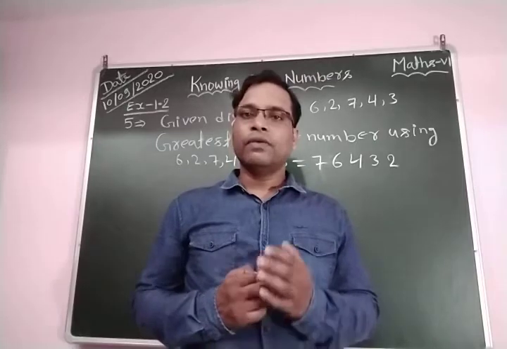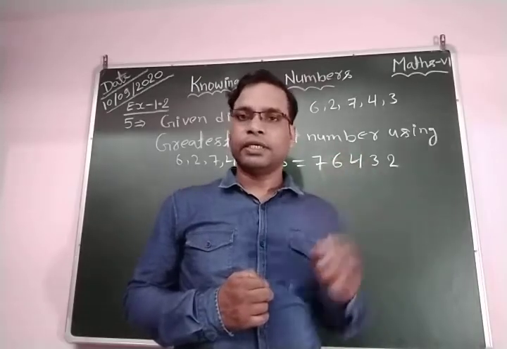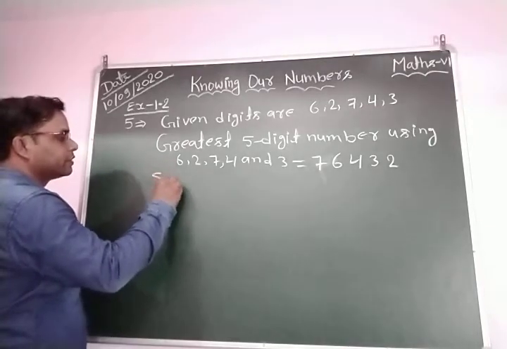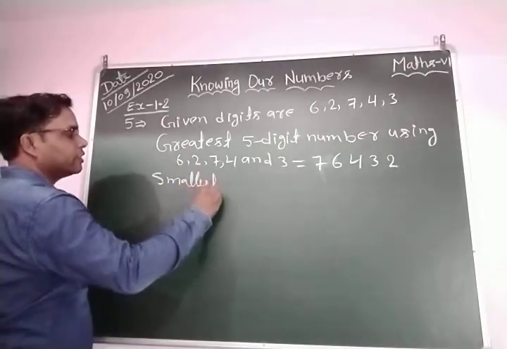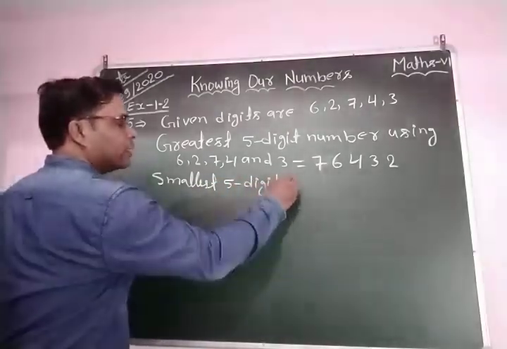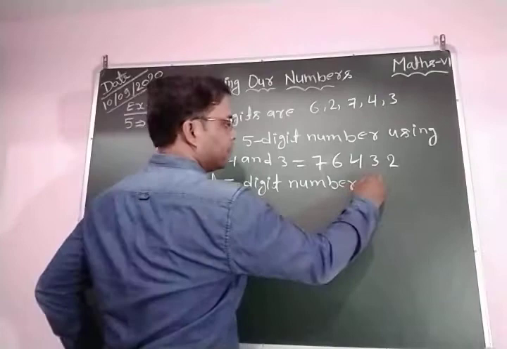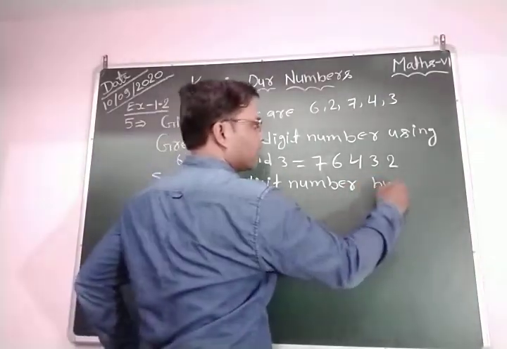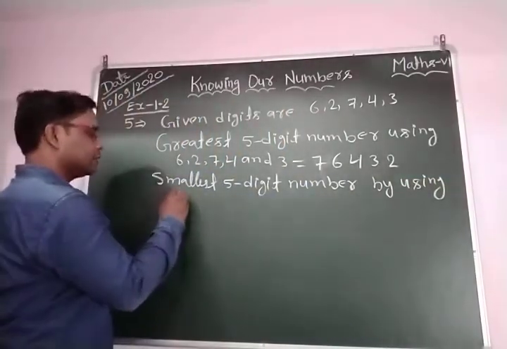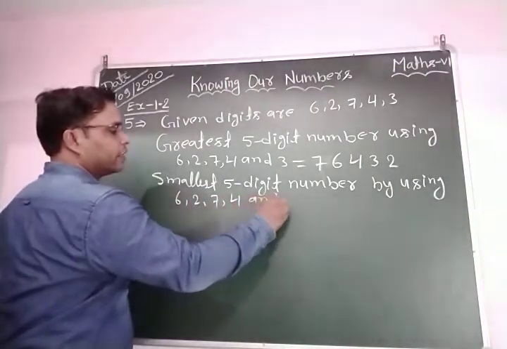Now we are going to find the smallest 5-digit number by using the given digits. So our next step is the smallest 5-digit number by using which digits? Here it is given: 6, 2, 7, 4 and 3.